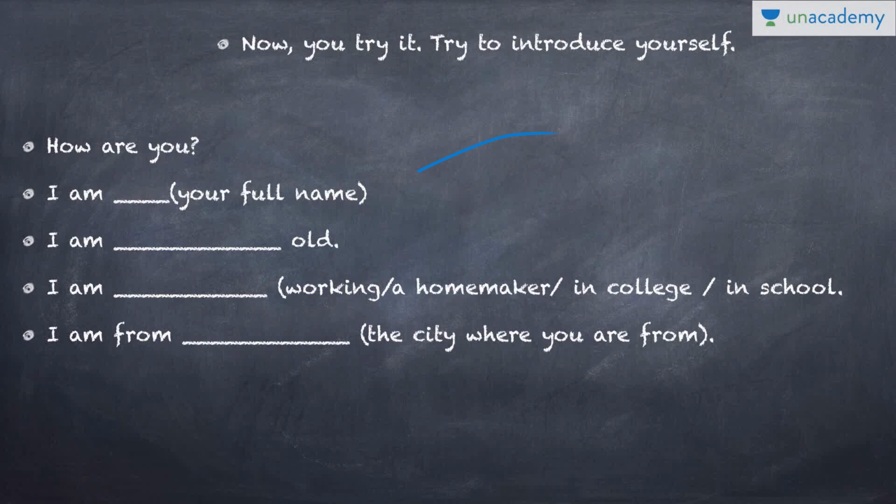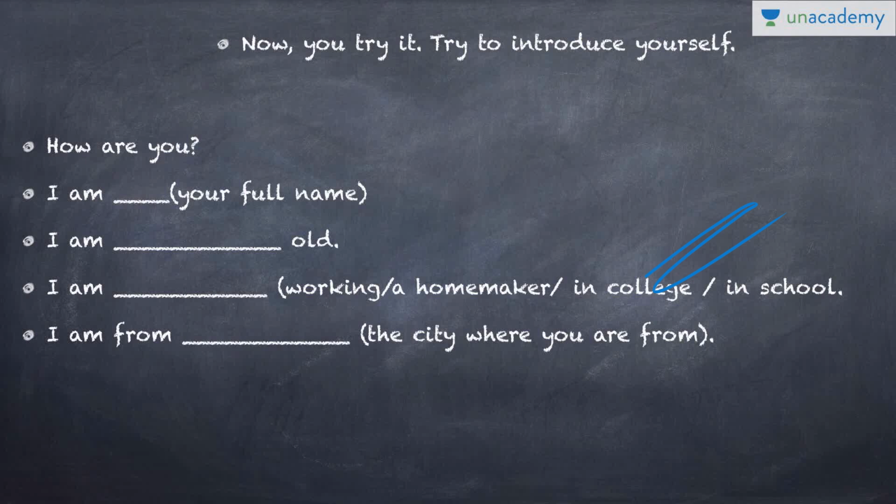So I want you to think what your full name is, right? I want you to put your full name here. So I am, whatever your full name is, I am dash years old. In the case of Jack Jolly, he said, I am 12 years old. You can possibly say, I am 13 years old, I am 21 years old, I am 31 years old, whatever it is, okay? The third part is, what are you doing right now? Are you in school? Are you a homemaker? Are you in college? Or are you working, right?